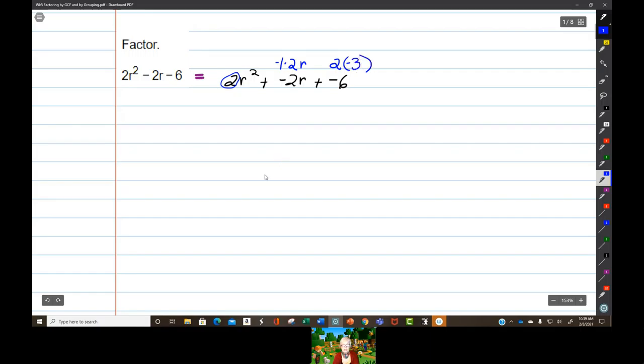Now I wish I hadn't written that in blue, but I did. So I'll use my violet color to circle all the positive twos. That's my GCF. There's my GCF, let me write it here. And then parentheses and the leftovers.